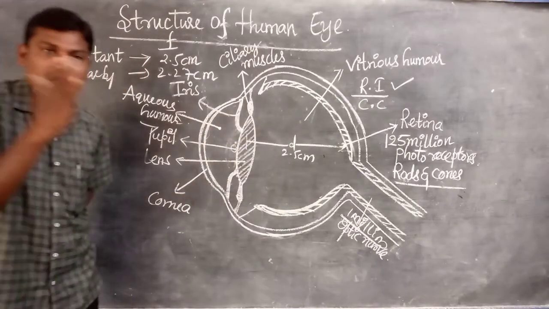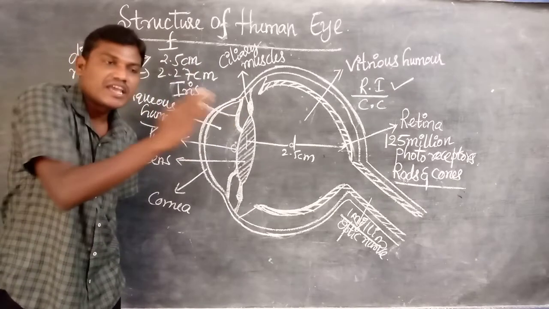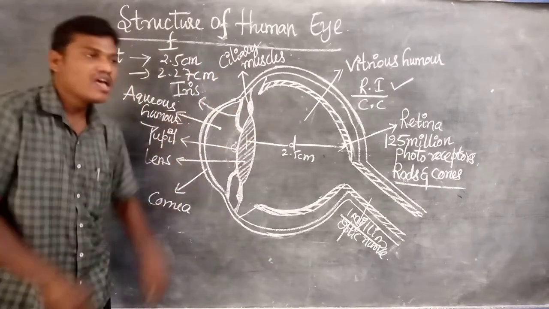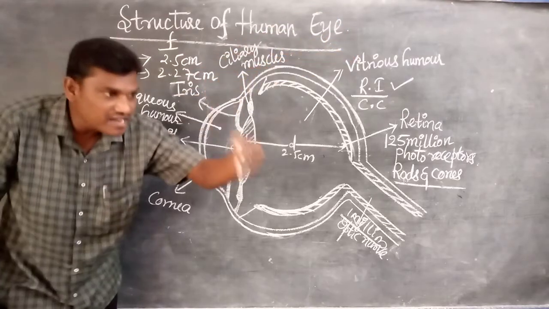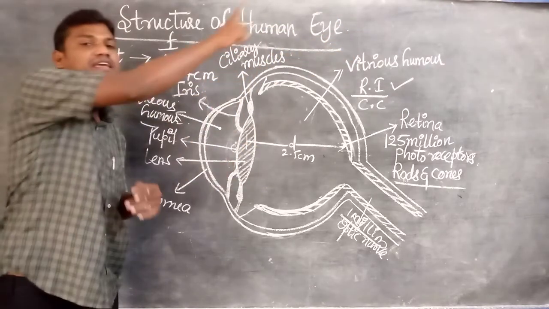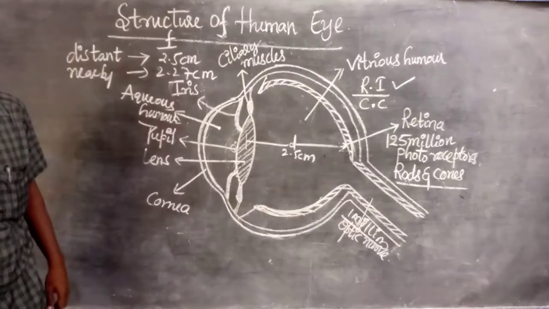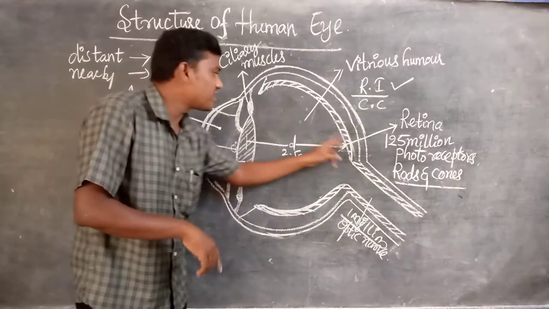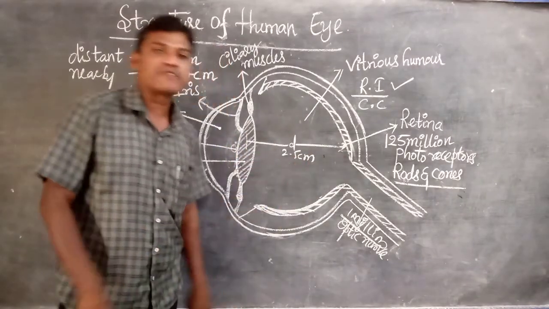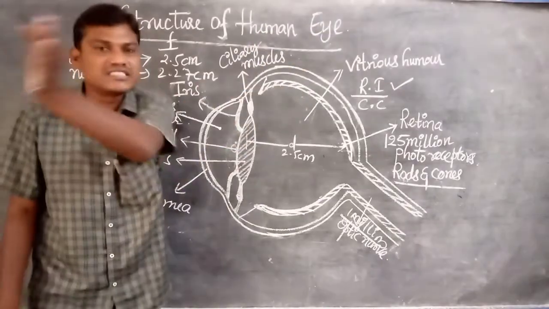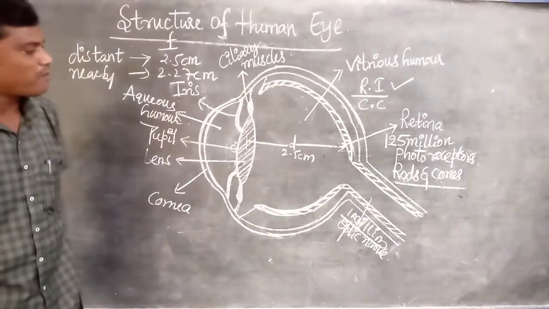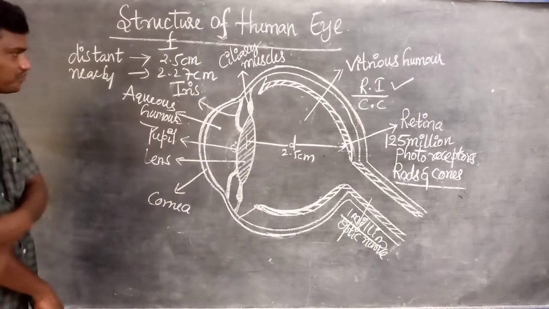That's why, wherever the position of the object in front of our eye, whether you see a distant object, a moderate distance object, or a near object, finally the image will be formed on the retina. The distance from lens to retina is fixed, that is 2.5 centimeter. That's why the object distance is different, but the image distance does not change, it is 2.5 centimeter only.